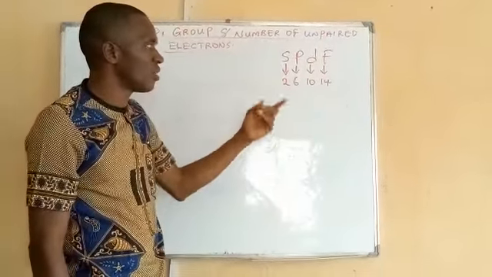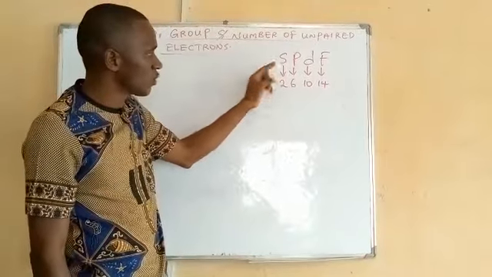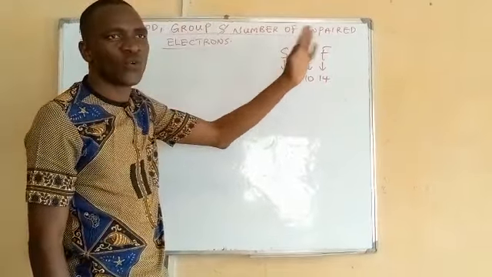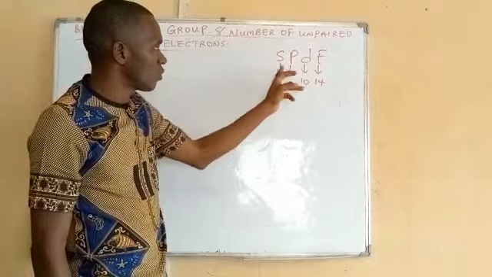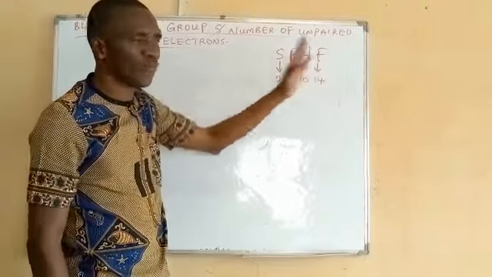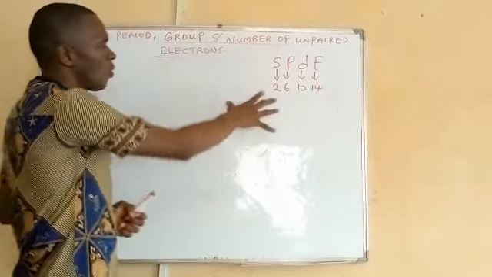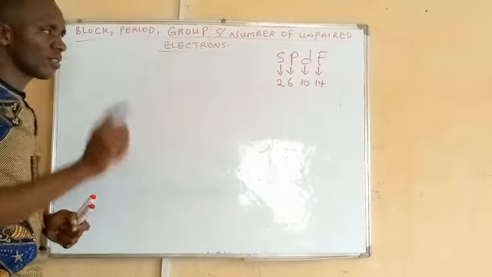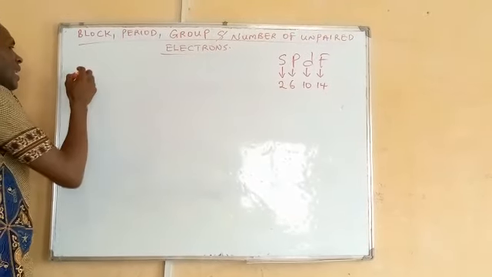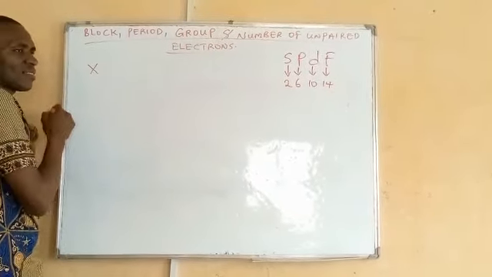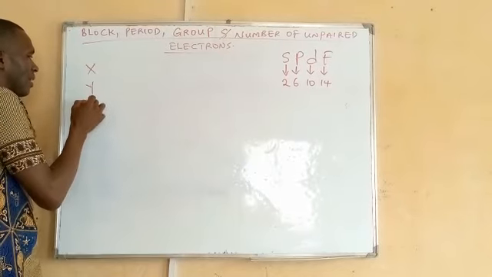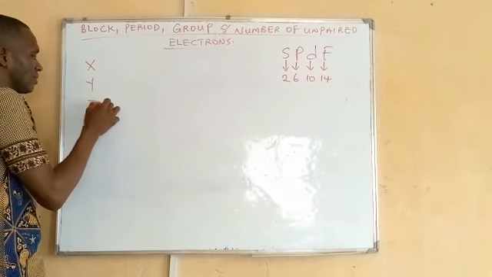That is the maximum. If I want to just know that S can carry 2, the rest you just need to be adding 4, 4. 2 plus 4 gives me 6, D 10, F 14. Now, why is this important? Take this question. An element X, Y, and Z.